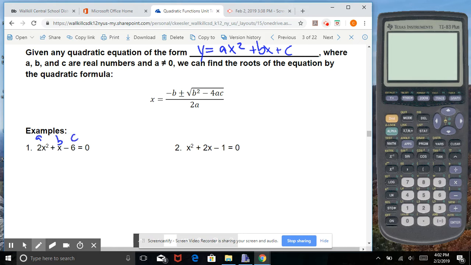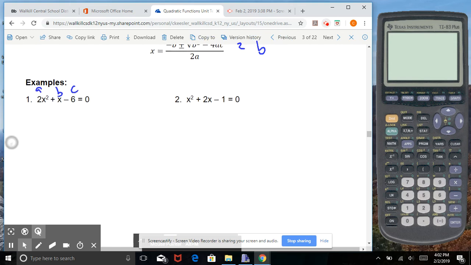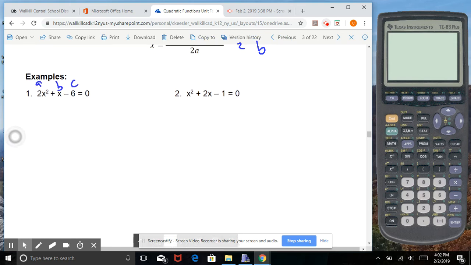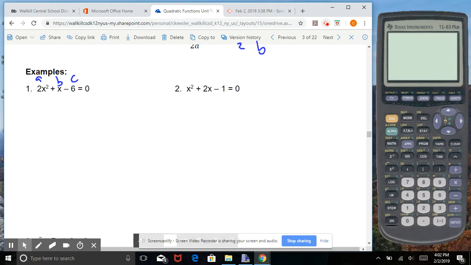Now, the hardest part about this is making sure that you keep the signs with the numbers and don't mess up your order of operations. So in this case, we have x equals negative b, so negative 1, plus or minus the square root of b squared, so that's 1 squared, minus 4 times a, which is 2, times c, which is negative 6, all over 2a, which is 2 times 2.